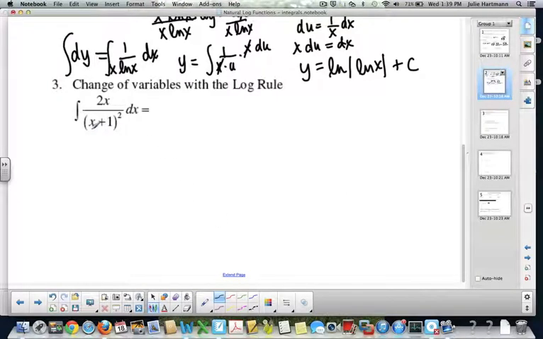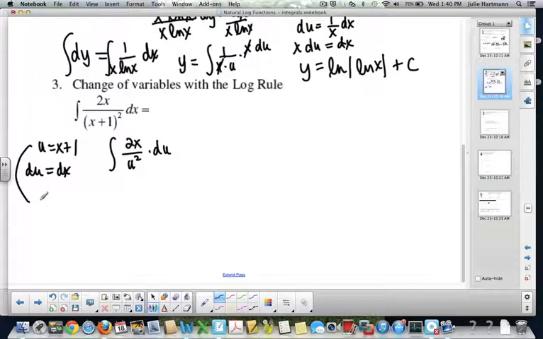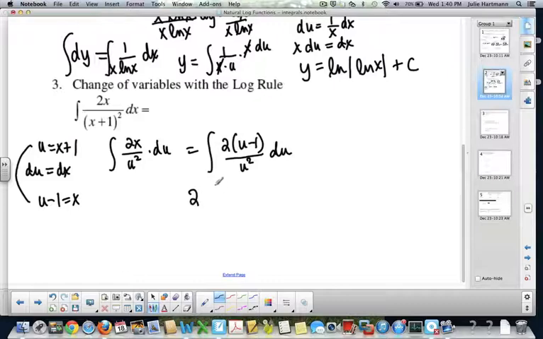Again, looking at what that is, I'm not really sure. I'm going to start with u equals x plus 1. Okay, so du is just dx. Doesn't help me out because now I have 2x over u squared times du. So take this, u minus 1 equals x. So I have the integral of 2 times u minus 1 over u squared du. I'm just going to move the 2 outside.